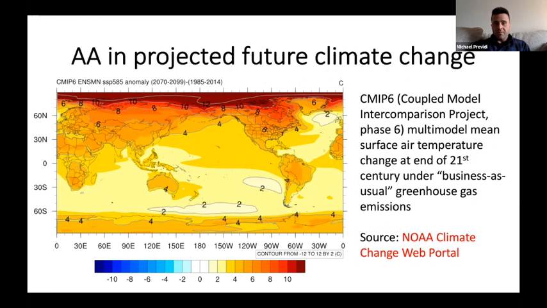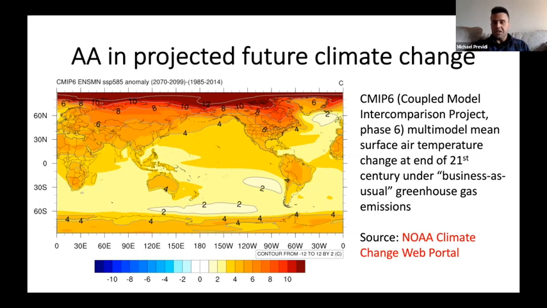This is showing a projection of temperature change between the periods 1985 to 2014, so essentially representing the present day climate, and the end of the 21st century, the period 2070 to 2099. This is an average of several different climate models that participated in CMIP6. CMIP6 is the latest generation of global climate models that are being used by the climate community. And this particular projection is based on a scenario of so-called business as usual greenhouse gas emissions.